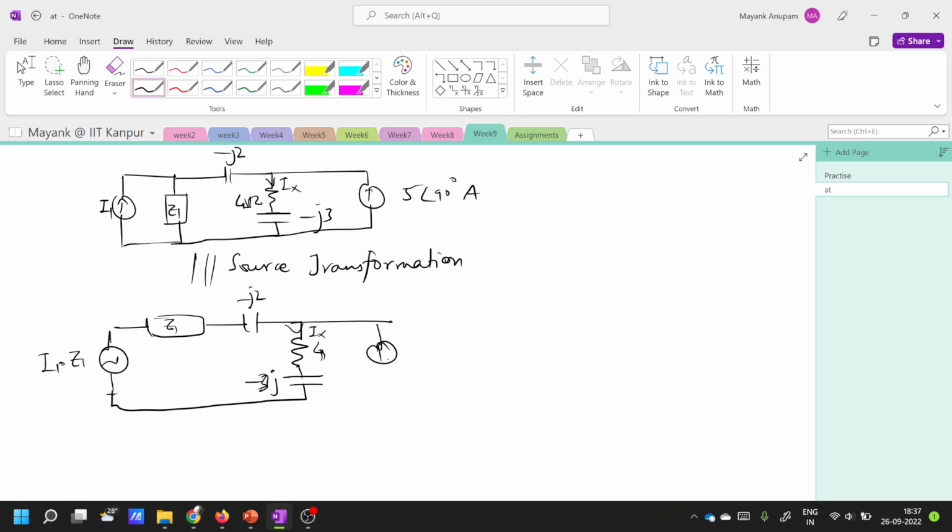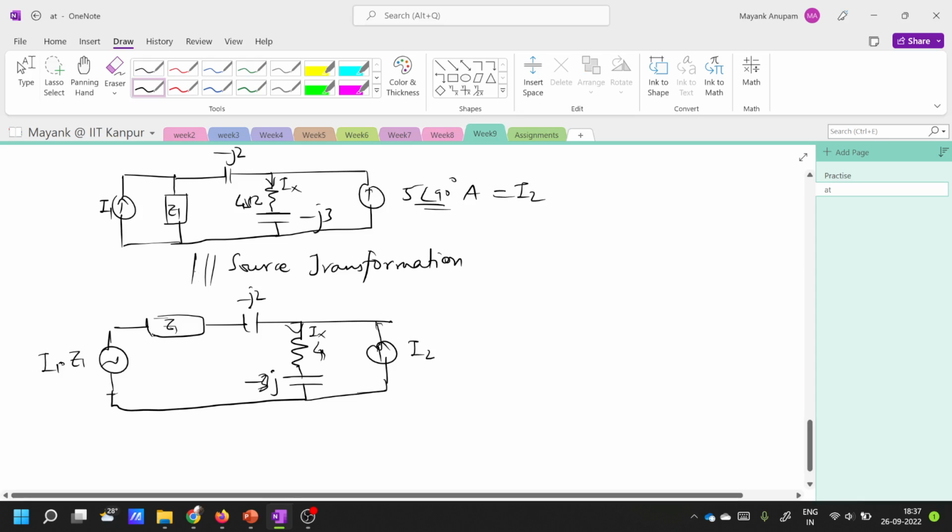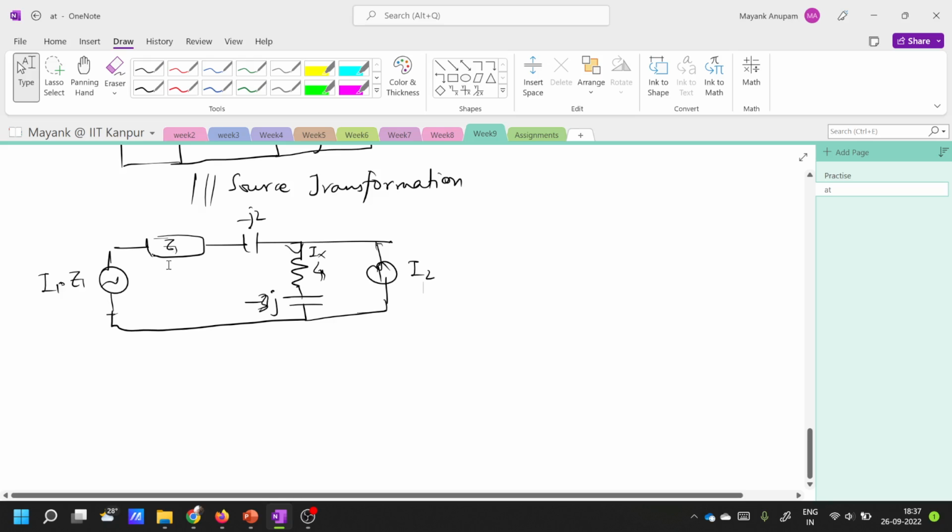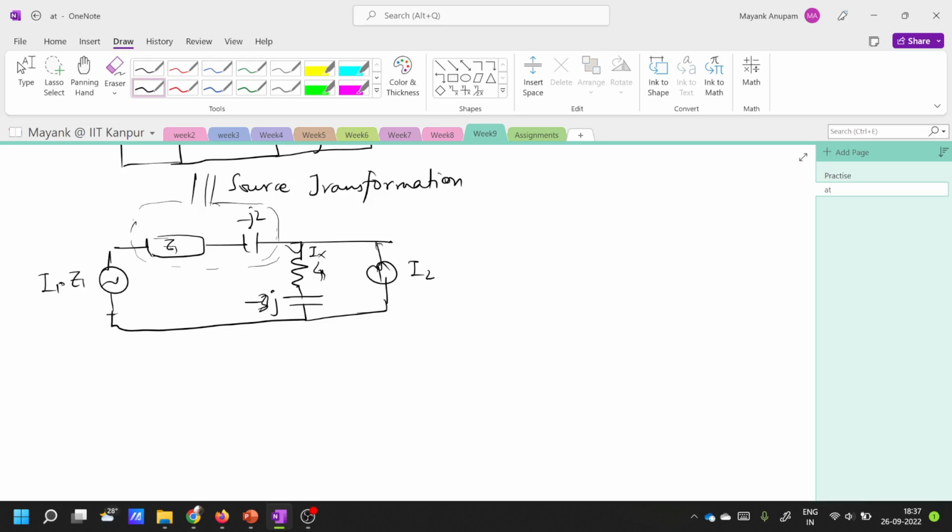Then this is the current source here. Let's call this current source I2. Okay, so we write it I2. Fine. Now you see that this and this, they are in series, right? So they can simply be added here. Correct? So let's add it and write out. So after addition, this series impedance, let's call this Z2 after addition.